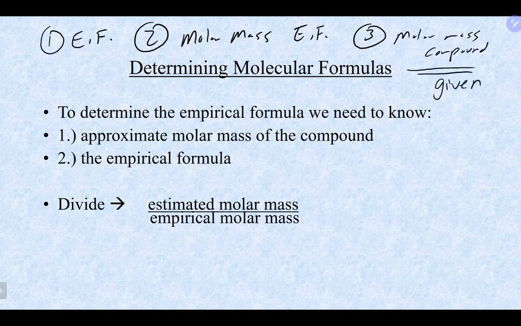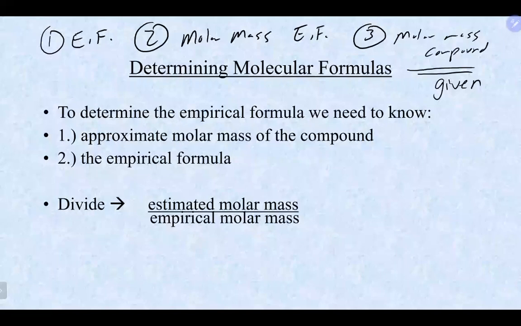Somewhere in the problem, they'll say this compound has a molar mass of like 125 grams per mole. They may even give you a range, like the molar mass of this compound is somewhere between 90 and 100 grams per mole. If they give you a range, you could choose anywhere in that range, the low end, the high end, or the middle, and it'll come out about the same.